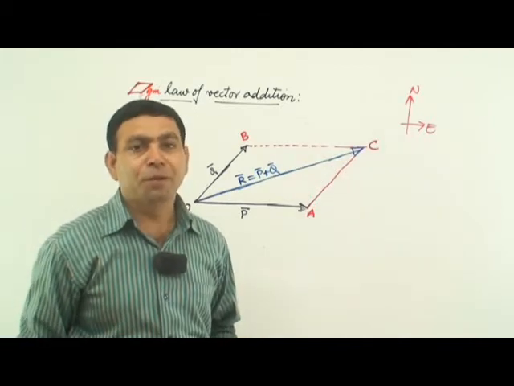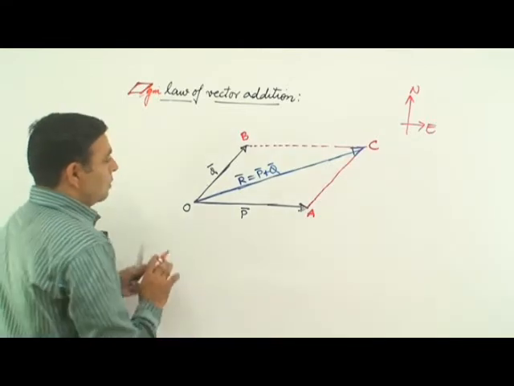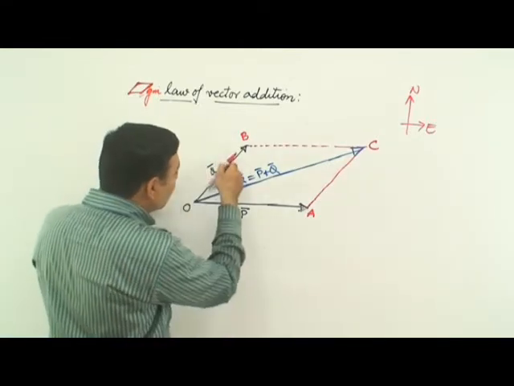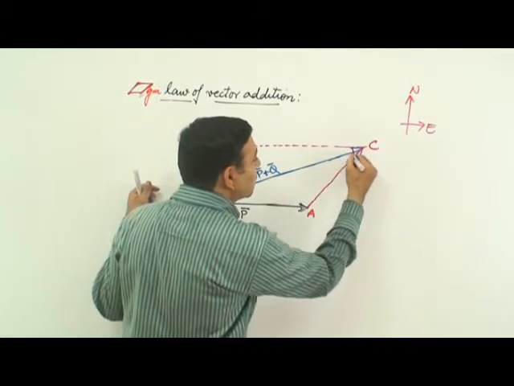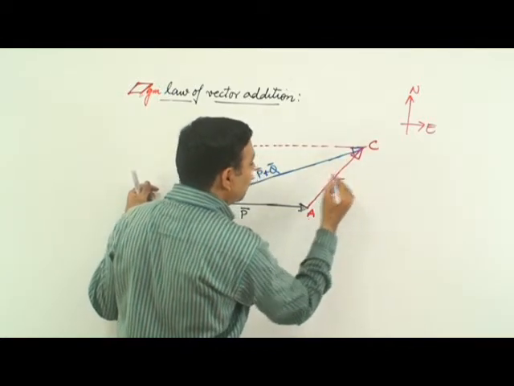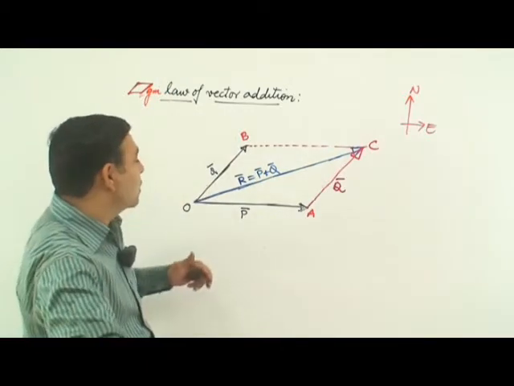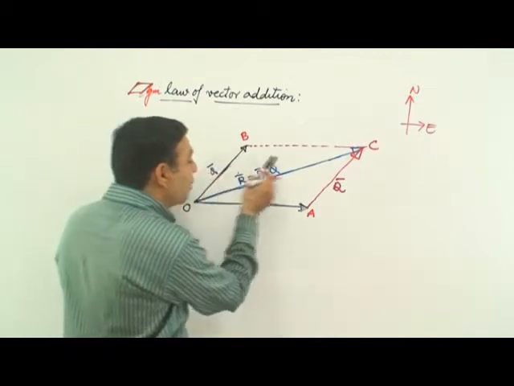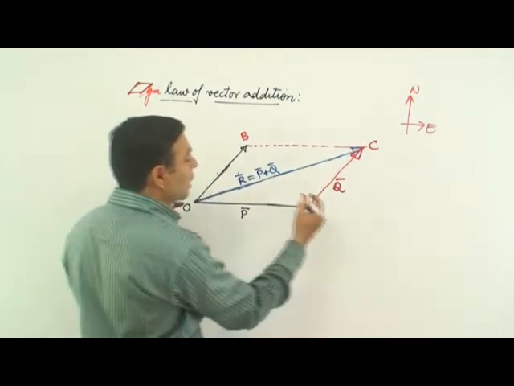In fact, parallelogram law is nothing new. It can be understood with the help of triangle law. What I'll do is, I'll just translate this vector Q. I mean OB is equal to AC, so I can even call this vector Q. You know very well, a vector doesn't change due to translation. We are just shifting the vector parallel to itself without changing its magnitude and direction. So instead of calling this vector Q, I can even call this vector Q.